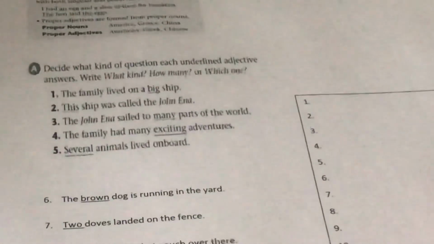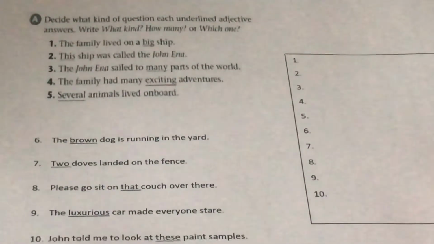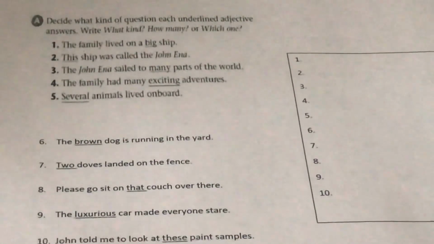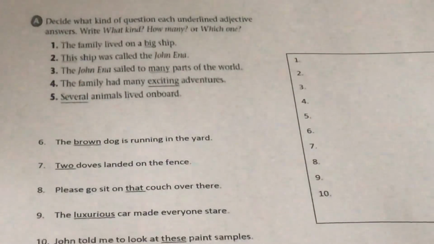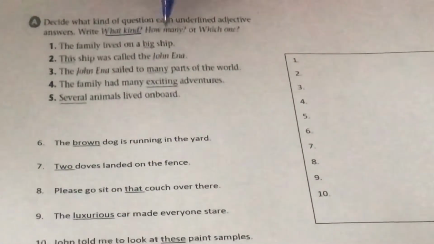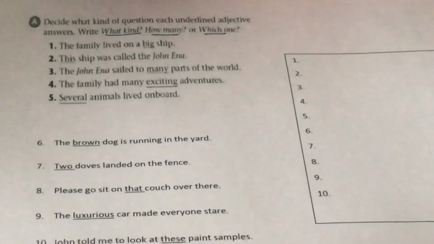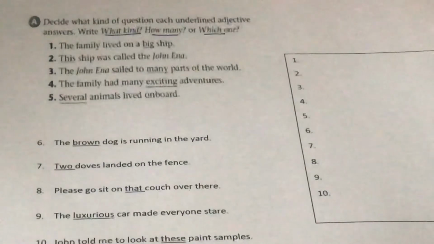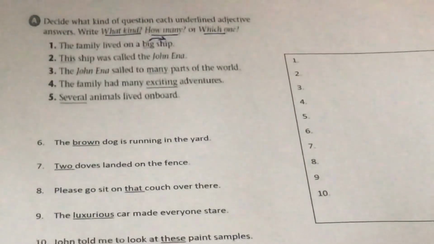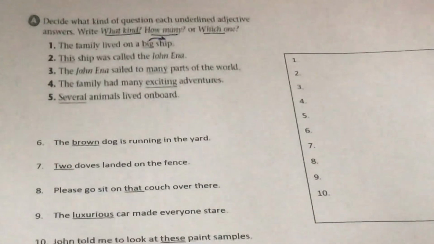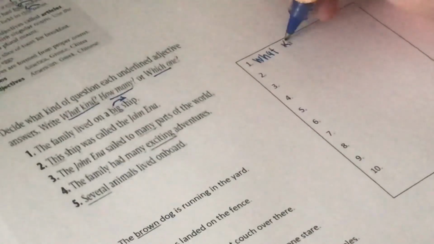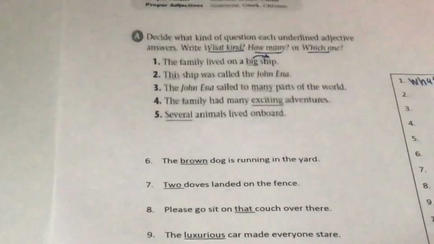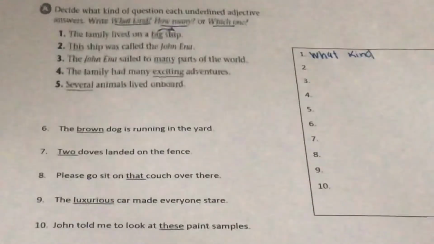Alright, so let's look at this activity. You're doing the same thing in it. There are 10 questions. It says, decide what kind of question each underlined adjective answers. So you're either writing what kind, how many, or which one. So the family lived on a big ship. I'm going to go through, and is it telling me what kind of ship, how many ship, or which ship? It's telling me what kind of ship. It's describing how big the ship is. So I'm going to write what kind.